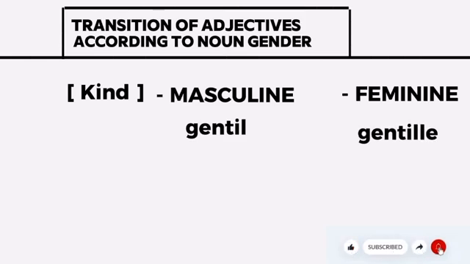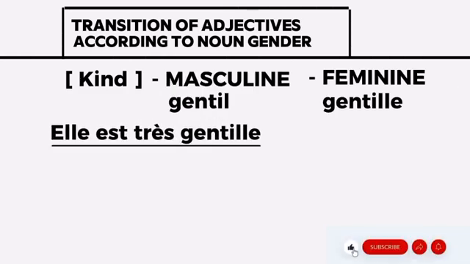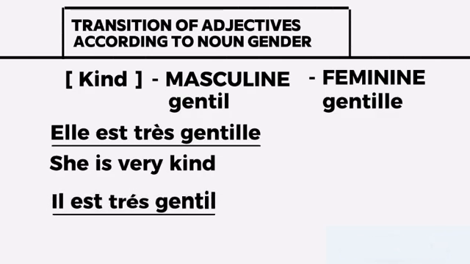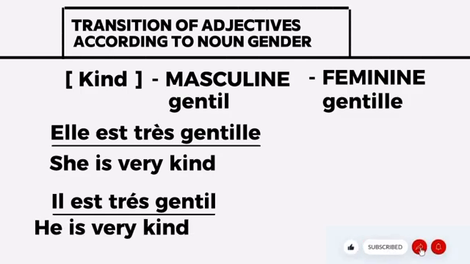For example, elle est très gentille. Elle est très gentille, and this is she is kind. And you can also say that il est très gentil. Il est très gentil, and this is he is kind.